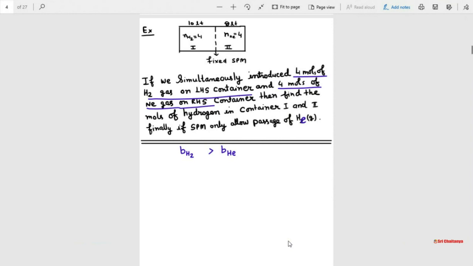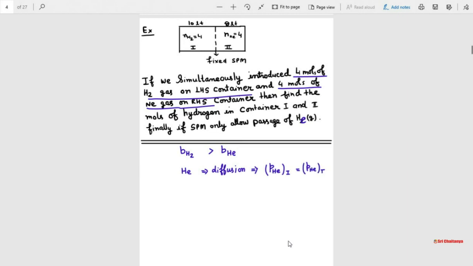Now, in order to solve this problem, we know that if a gas can move, it will always move from higher pressure to lower pressure. Here helium gas can pass, so there is diffusion of helium gas from container 2 to container 1. The concept of diffusion is based on difference in pressure. So finally, the diffusion will stop when the partial pressure of helium gas in the first container is equal to the partial pressure of helium gas in the second container.